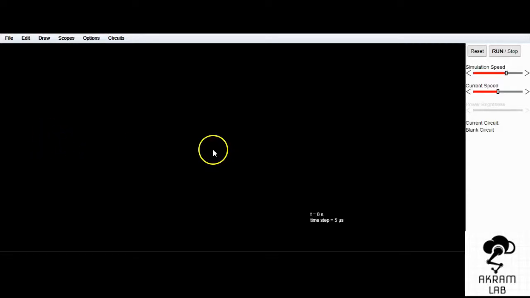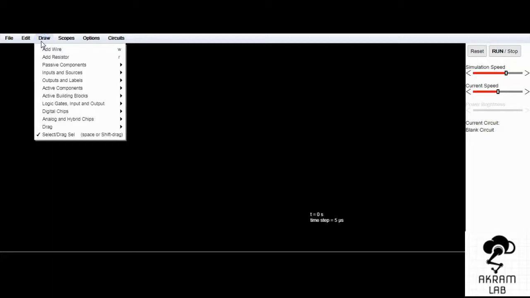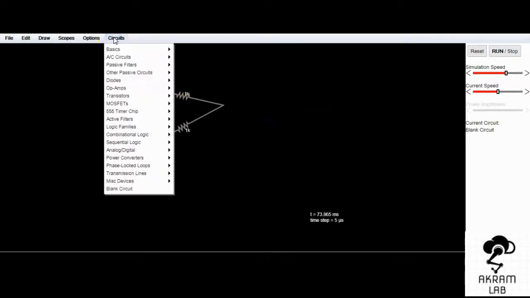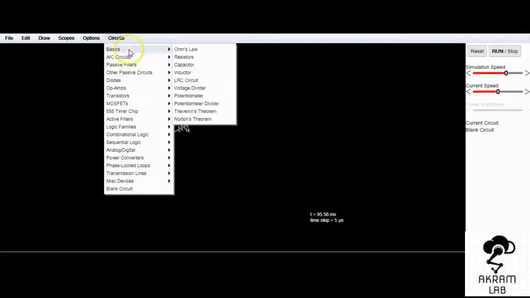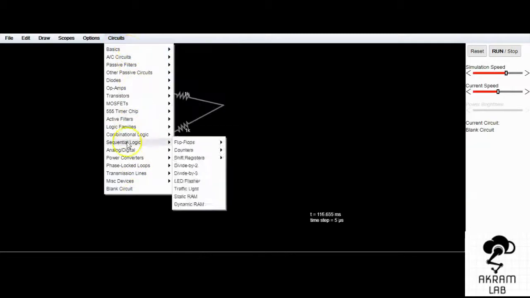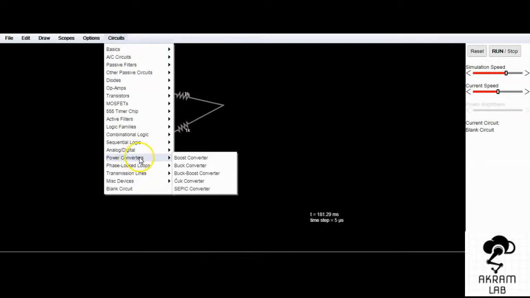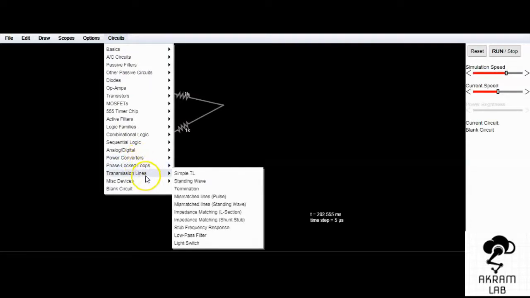the visuals are very good, and you can explore many already inbuilt examples. You can also draw circuits, like if you want to use some resistors, you can just pick the resistors like this, design your own circuit, and test it. There are many examples here, from basic analog electronics to digital electronics, sequential, combinational, and as well as for the electrical engineers, like power converters, phase locked loops, transmission lines.